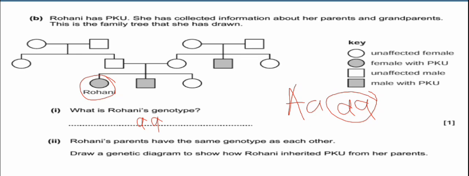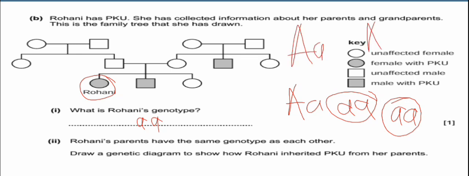I hope on this part here you have understood. Okay. Then as for Roman number 2, it is saying Rohan's parents have the same genotype as each other. So if the mother is having something like this, even the father is going to have the same. Or if the father is having something like this, even the mother is going to have something like this. Which means this one is heterozygous dominant. And this one is homozygous recessive. That is what it means.